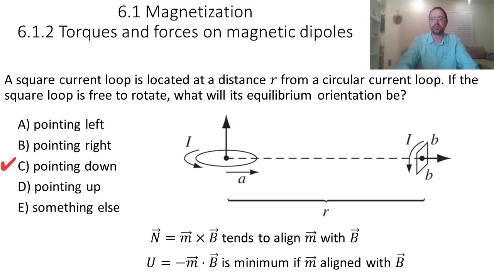You can also get these results from the potential energy, minus m dot B. The square loop will rotate and minimize its potential energy. The minimum potential energy is obtained when the dipole moment is aligned with the magnetic field.